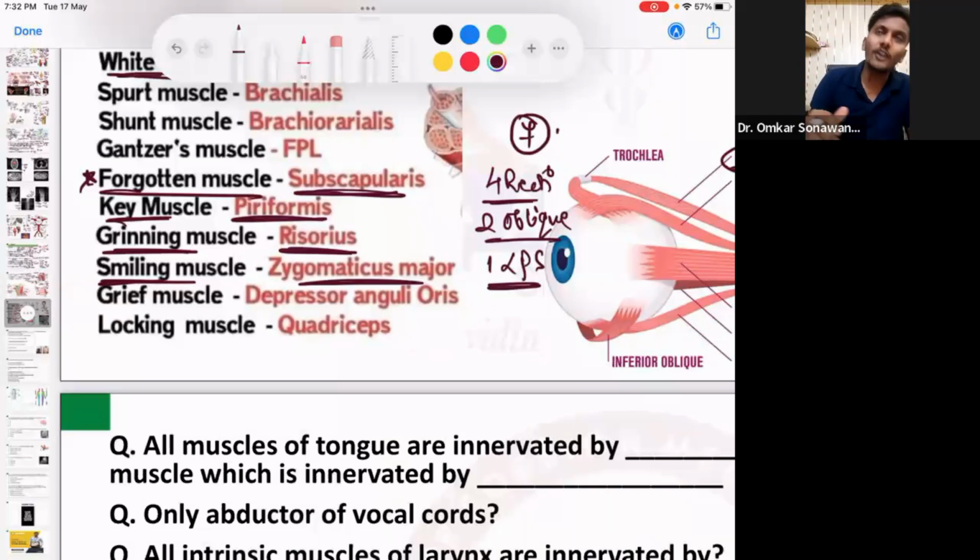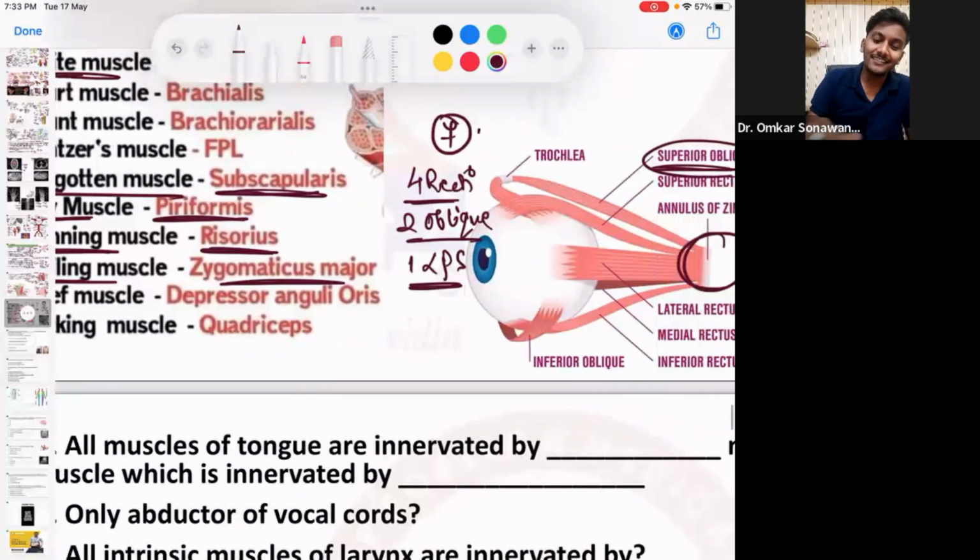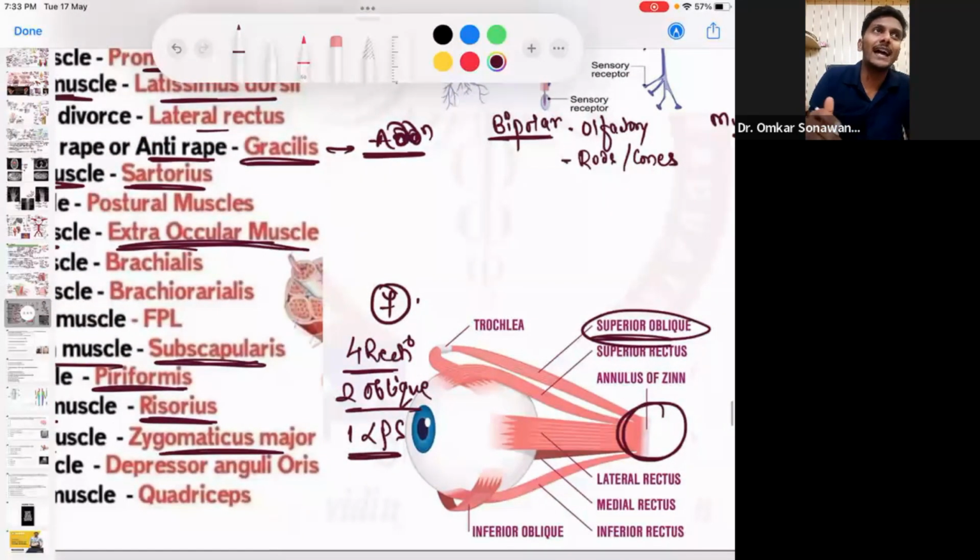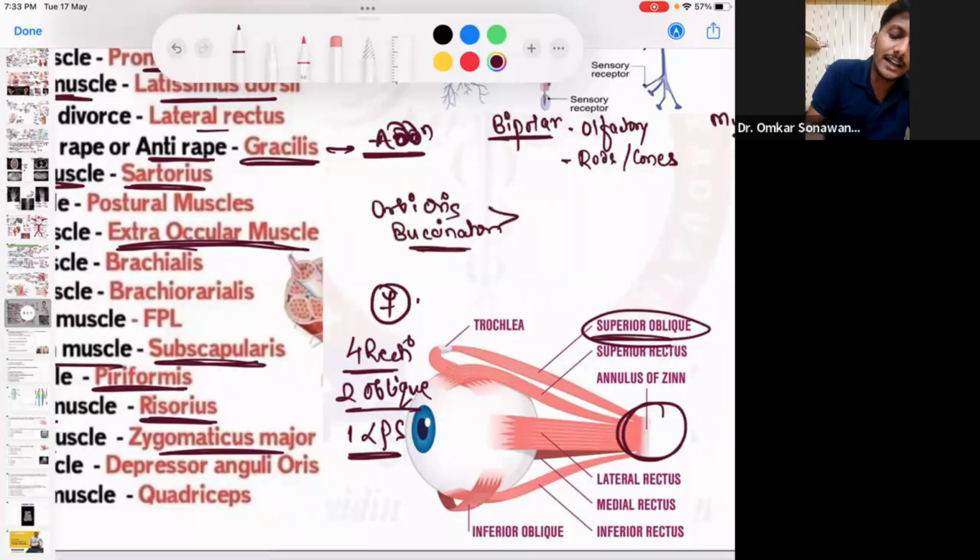The muscles used for blowing or whistling are buccinator and orbicularis oculi. Okay, sorry, orbicularis oris. So orbicularis oris and buccinator are known as the whistling muscle or blowing muscle.